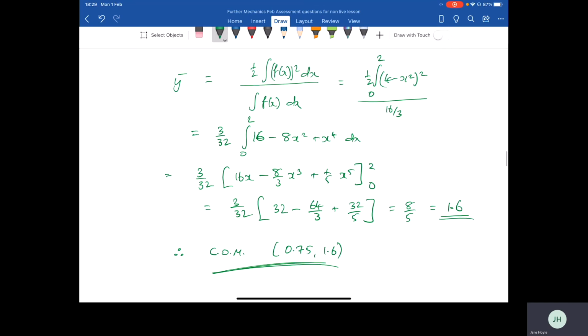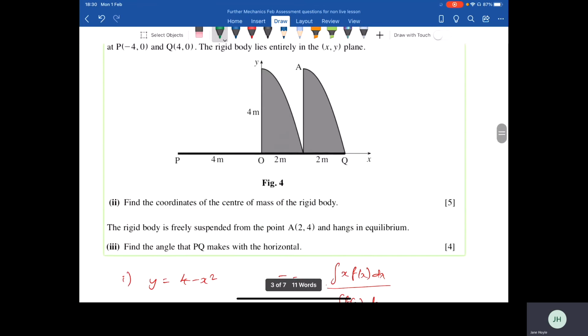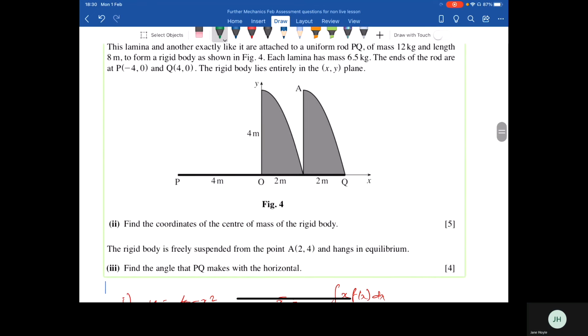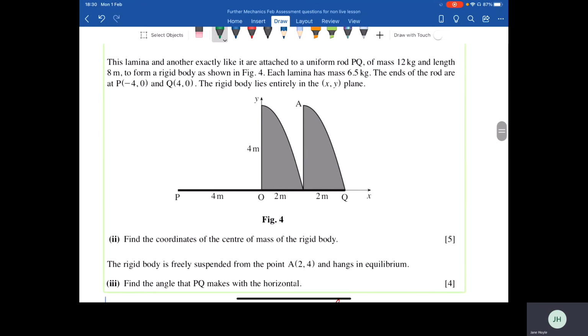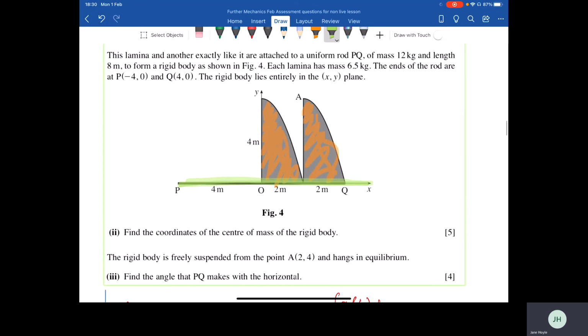Okay, so the effort there isn't the actual integration, is it? It's getting to the formula, remembering the formula or understanding how we get to the formula. Now, next part. So this lamina and another exactly like it. So what we've got here is the shape that we've just found the centre of mass of, and we've got 2 of them. And then there's also a rod here, PQ. So we've also got that. We've got to find the combined centre of mass of this shape.